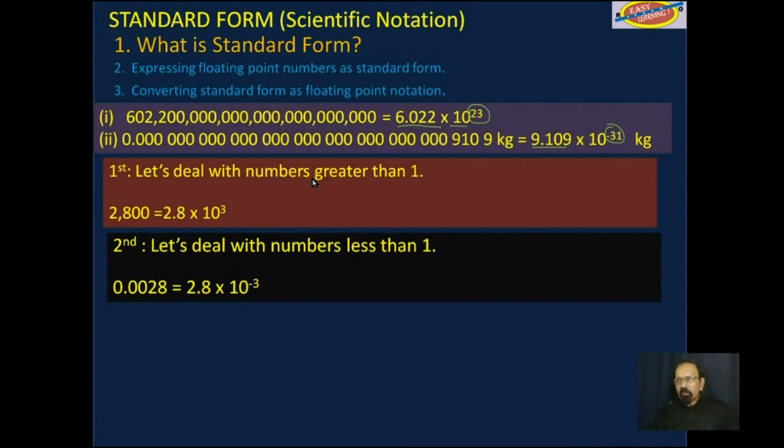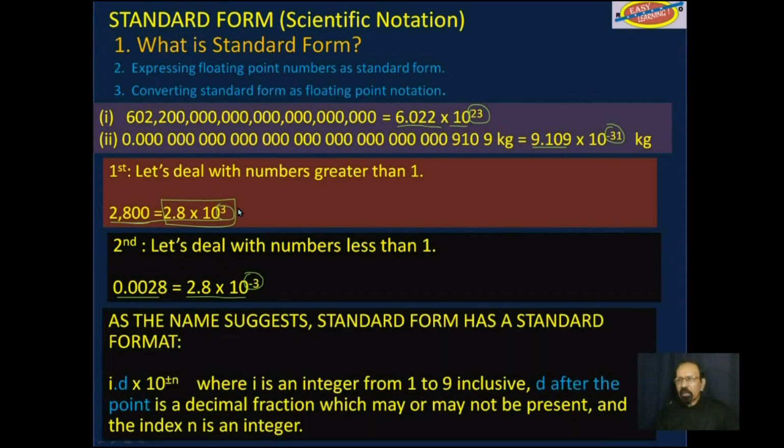So if you look at them again, 2.8 times 10 to the third power, 2.8 times 10 to the negative third power. That one is less than 1. This one is greater than 1.